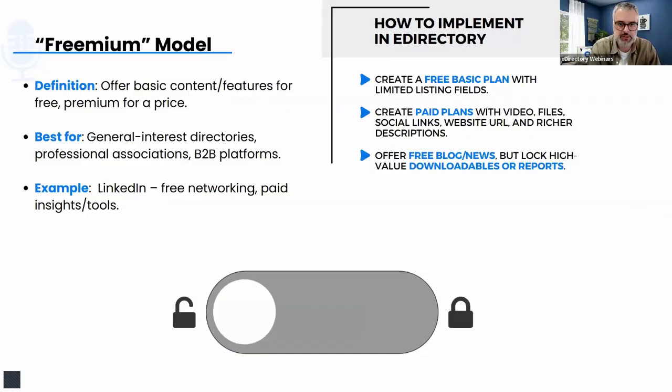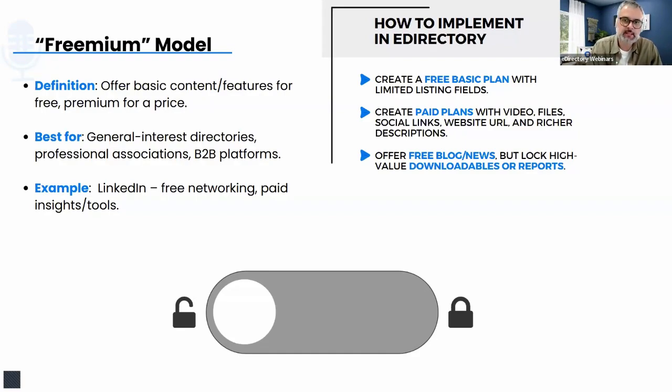That would be best for general interest directories, like professional associations, people selling products or services, and B2B platforms. For example, you have distributors from the Far East in industries like fashion, garments, food, grains, stuff like that, that are very niche and closed. So you can have your users go to your website and see the content, download some reports, and have access to data. A good example would be LinkedIn, which is a free network, but you have to pay in order to get more insights and more premium tools and features.